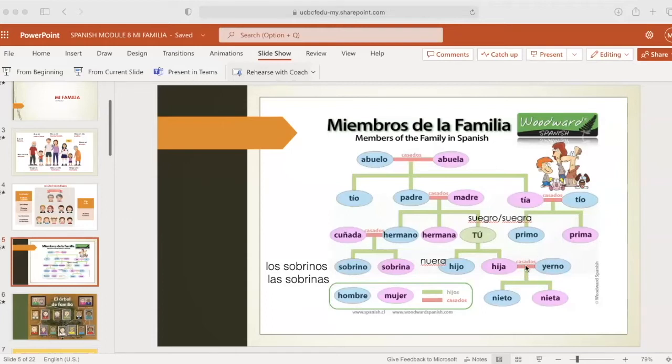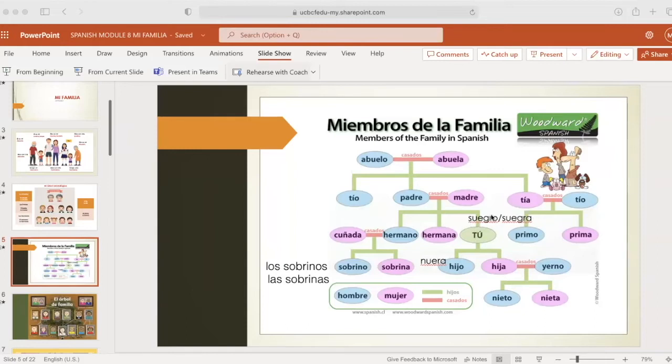Casados. Your hija married someone, and that someone is now your son-in-law, which in Spanish is yerno. Okay. And your hijo married someone, and that someone, a lady, is called nuera, your daughter-in-law. Now, the mother and father of your daughter-in-law or son-in-law are called suegro or suegra here.